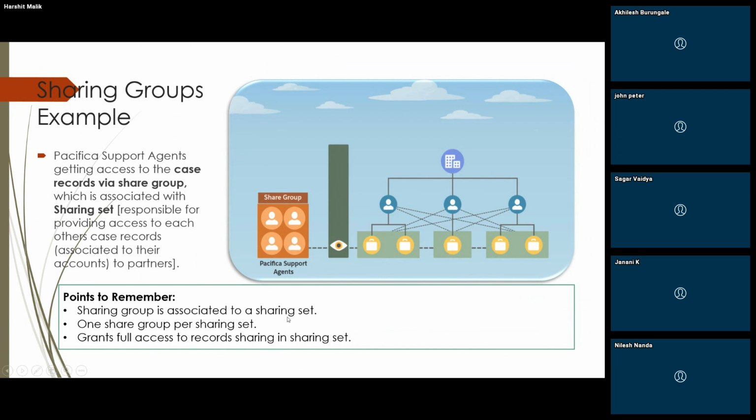The sharing group is associated with a sharing set, and one sharing group per sharing set, because a single sharing set should be created for a particular profile or a particular site. The same goes for the sharing group as well. And based on the access, you can get read/write or read only. So this is how we are sharing a case record via account. You have to make sure there is a common junction, through which you can share your records. So any questions on this slide?